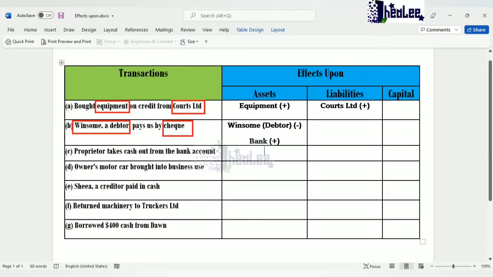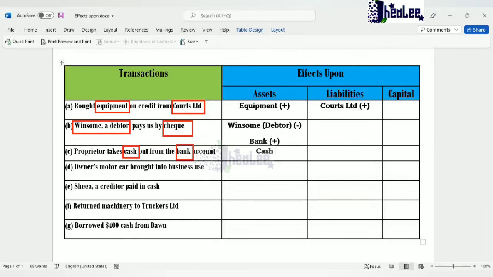Let's move into C. Proprietor takes cash out from the bank account. The term proprietor there means owner. So what this is saying is that the owner takes cash from the bank. So the two items affected are cash and bank. Now, what category each item is to be listed under? Cash is owned by the business, so therefore that is an asset.